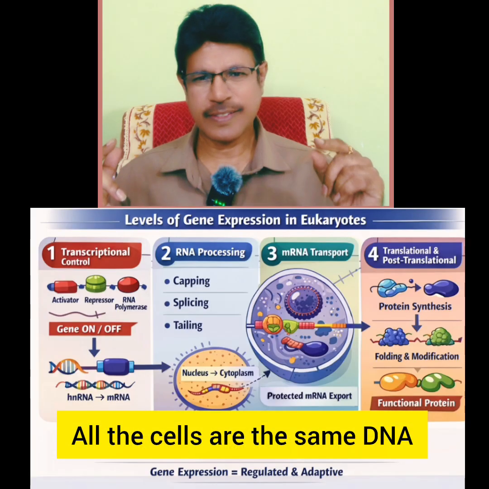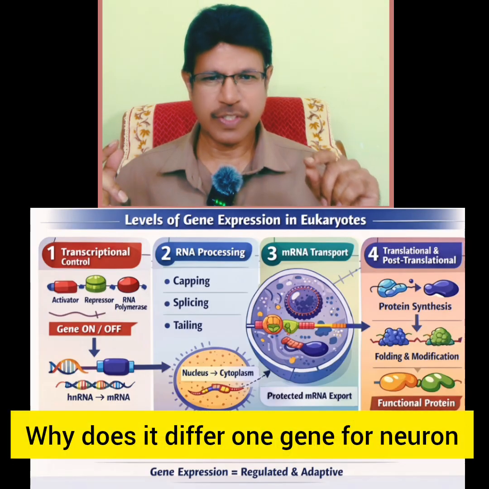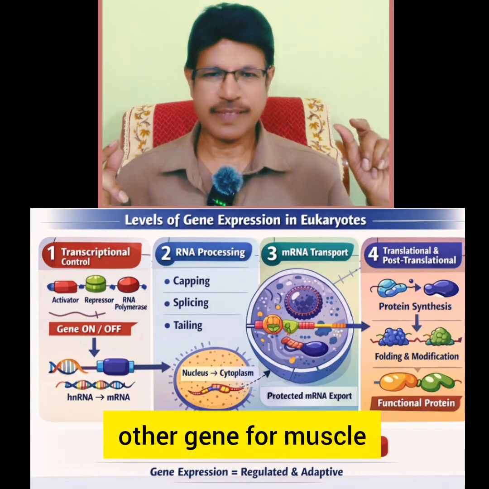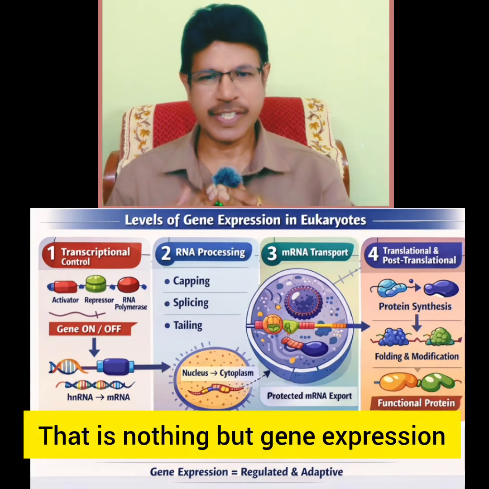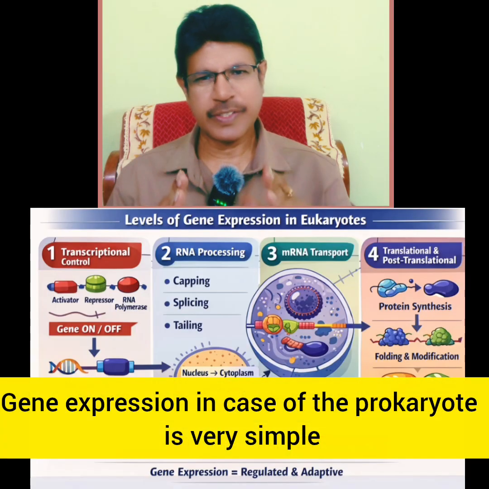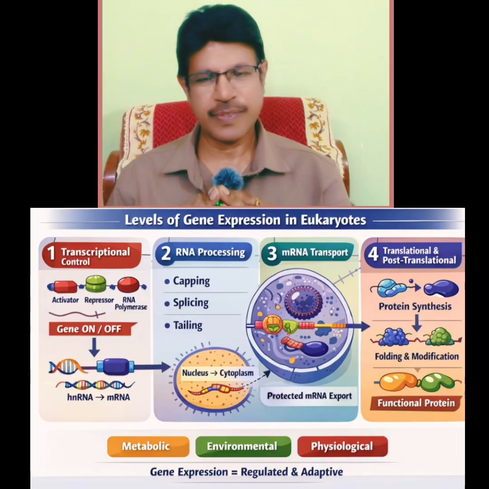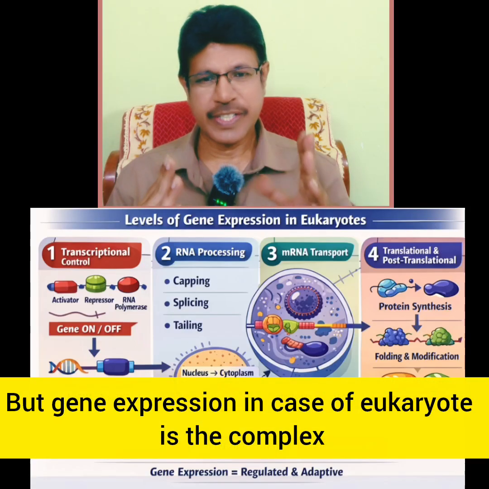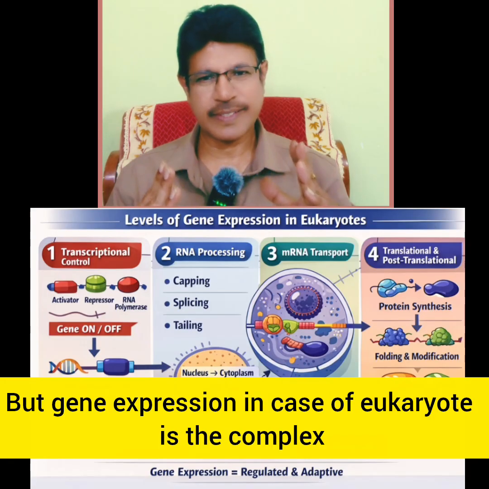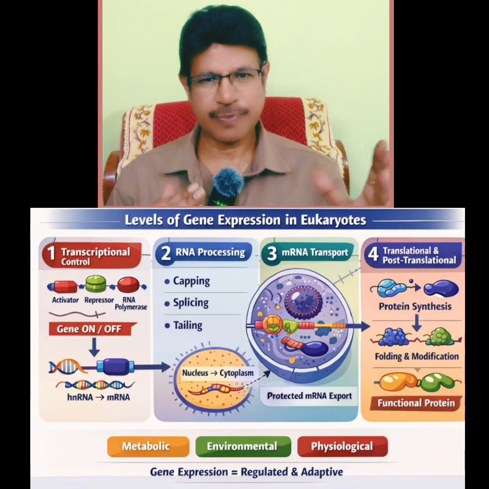All the cells have the same DNA. Why then do they differ? One gene is expressed for a neuron, another for a muscle. That is nothing but gene expression. Gene expression in prokaryotes is very simple: start or stop the transcription. But gene expression in eukaryotes is complex, and it is exerted at various levels.